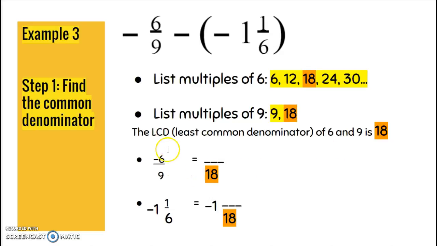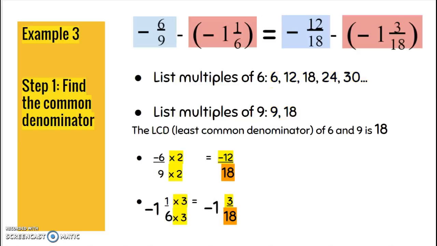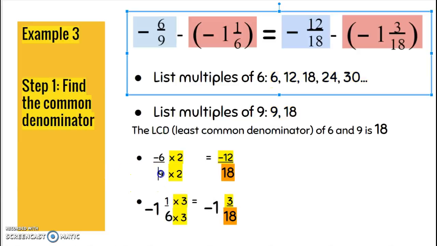And now I need to rewrite both of these numbers with the common denominator. So let's take a look at this. If I look at the first number, negative 6/9, 9 times what number equals 18? That's 2. 9 times 2 is 18. What I do to the denominator, I do to the numerator to keep it equivalent.